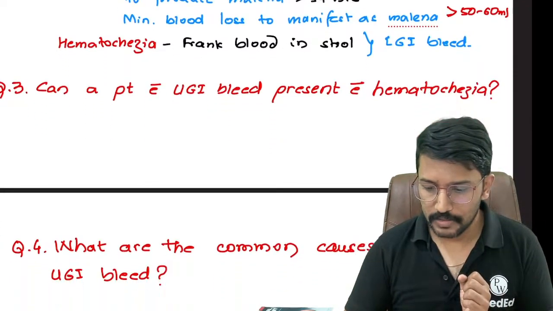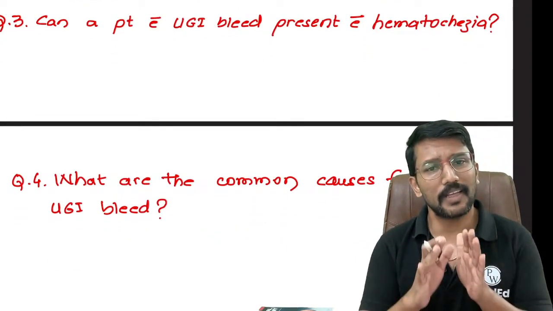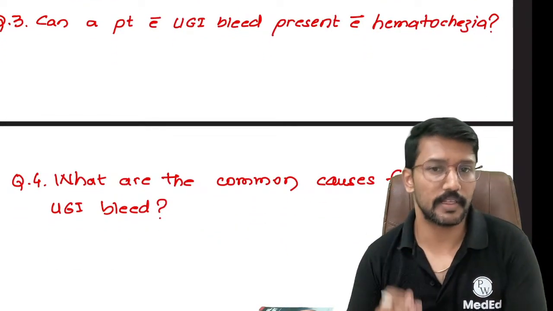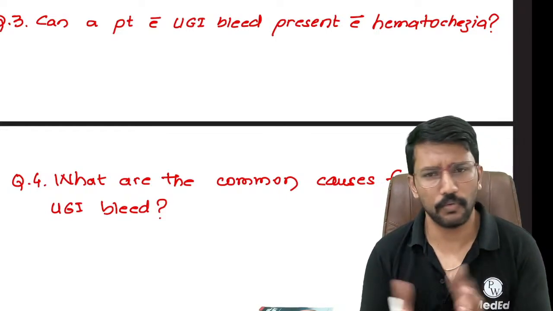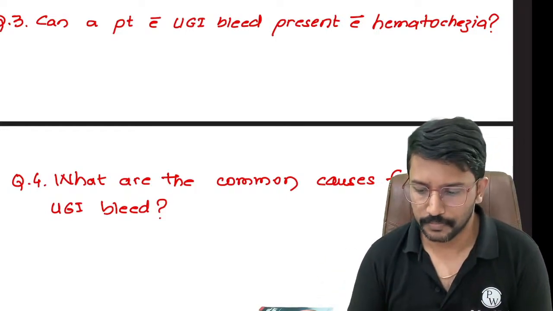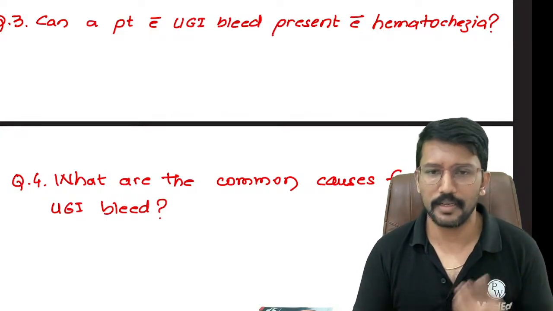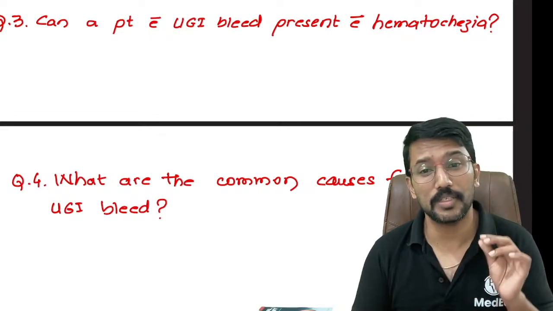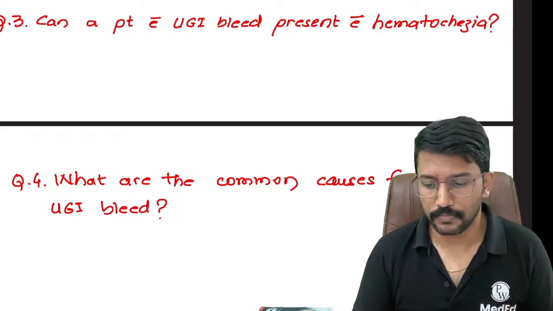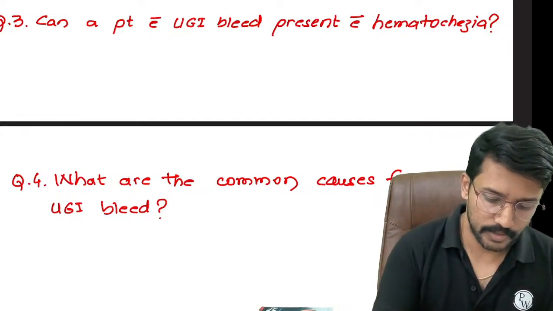Okay, now that brings one important question to my mind. Can a patient with an upper gastrointestinal bleed present with hematochezia? If yes, in what circumstances? And if no, well, let's move on to the next question. Let me say there is a patient who has an esophageal injury and has started bleeding from there. Can he present with hematochezia instead of melena?